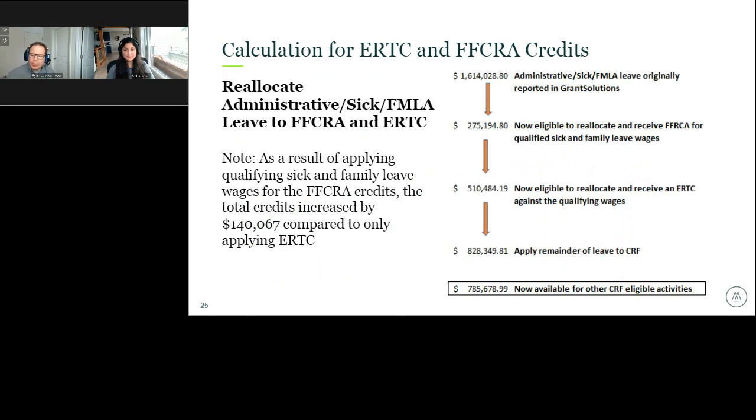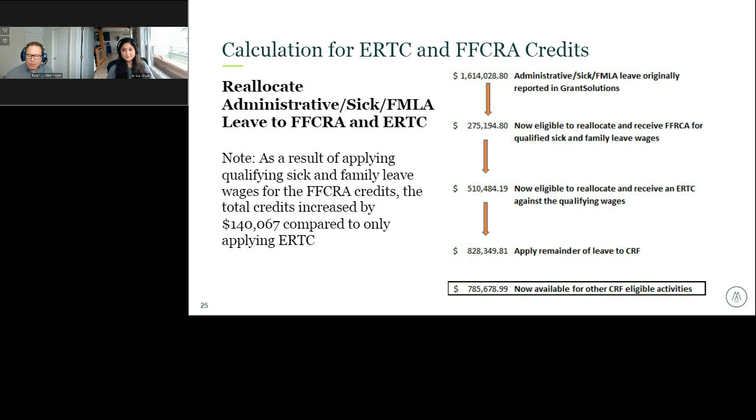All right, so this next slide, and you saw this before when Anita was going over it on the ERTC, but now since we've factored in the eligible tax credits for Families First, let's see how we've maximized the available funding from the administrative leave that we had originally charged to the CRF funds. So after tallying all the credits up and going through the calculations, initially we had claimed administrative, sick, and other types of leave that we paid to employees to the CRF fund. But now, after November, we realized the tribal government is eligible for additional tax credits. So now we're able to go back and claim the Families First credit, which we got of $275,000.